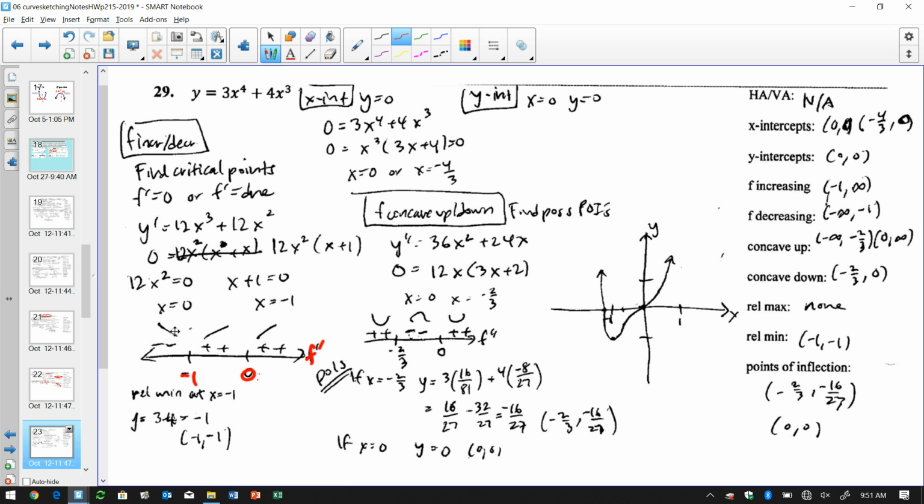When you look at your increasing and decreasing, if f prime changes from negative to positive, you have a relative min. If f prime changes from positive to negative, you have a relative max. And if you ever see increasing, increasing, or decreasing, decreasing, that's where you have a horizontal tangent line and then keep going. Does that make sense? That's what happened right here at 0.